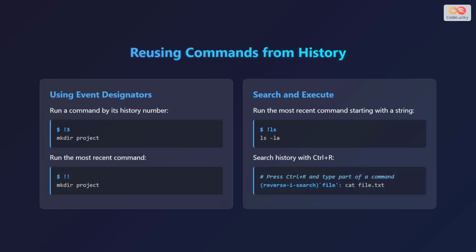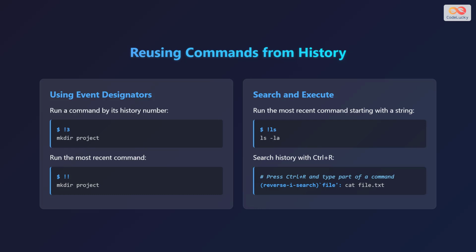You can reuse commands from your history using event designators. To run a command by its history number, type an exclamation mark followed by the command number. For example, !3 will execute the third command in your history. To run the most recent command, you can type 2 exclamation marks. You can also run the most recent command starting with a specific string by typing an exclamation mark followed by the beginning of the command. For example, !ls will run the most recent command that starts with ls.